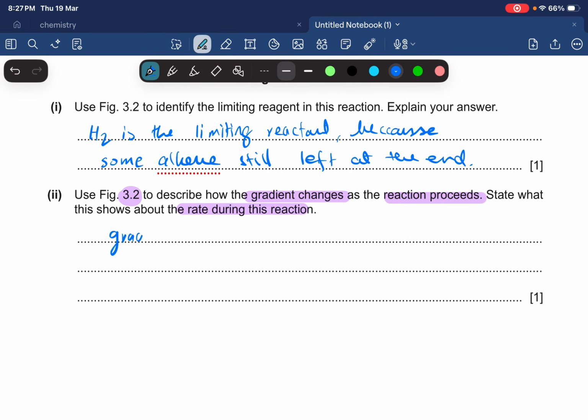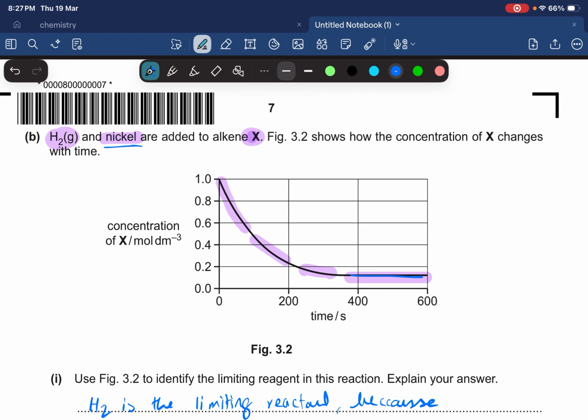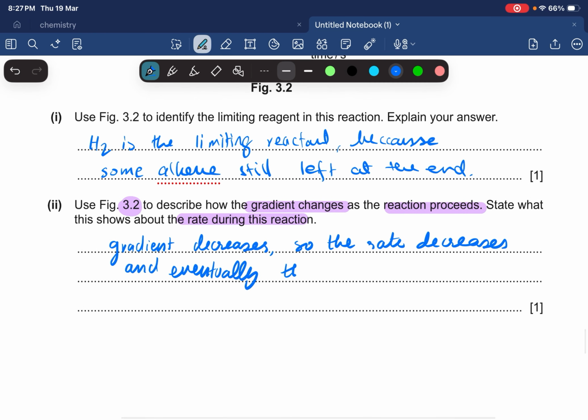So we know that the gradient decreases, so the rate also decreases, and eventually the gradient is becoming 0. You can see it for yourself. The line becomes flat, that means a 0 gradient, and eventually the gradient becomes 0, so the rate becomes 0.